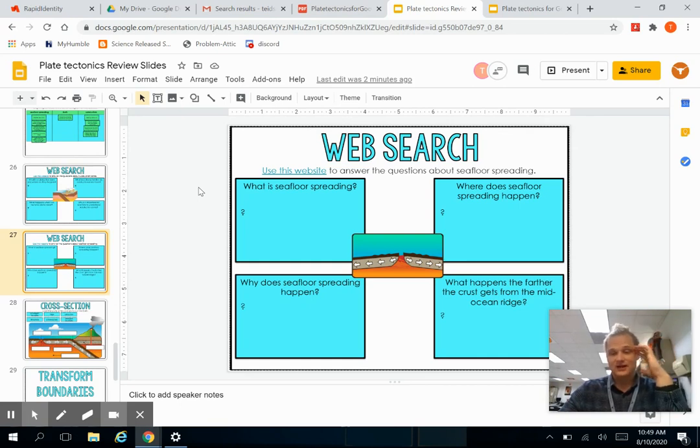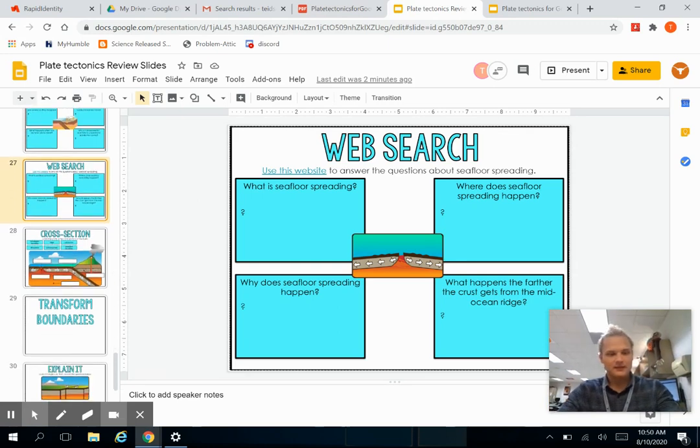Where does seafloor spreading happen? Well, it happens at a mid-Atlantic ridge, or when two ocean plates are at divergent boundaries, and so they are going away from each other. What happens the farther the crust gets from the mid-ocean ridge? Well, the older it gets, the cooler it gets, and the denser it gets. Okay, keep that in mind.